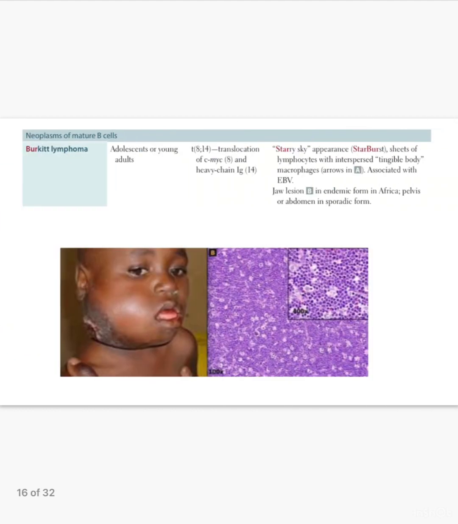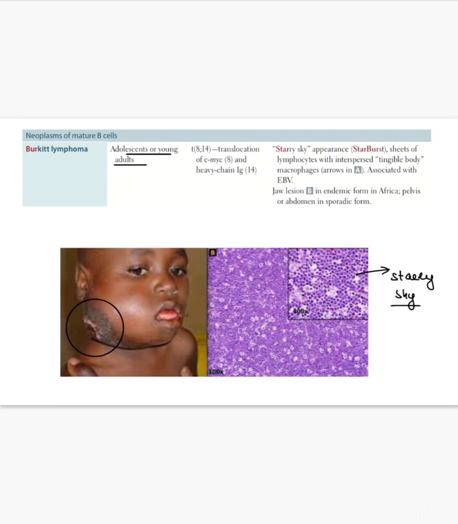Now moving on to the stars. We have this one, the starry sky appearance, which is seen in Burkitt lymphoma. Again this is a classical photo that you get, with a history of jaw swelling in an adolescent.